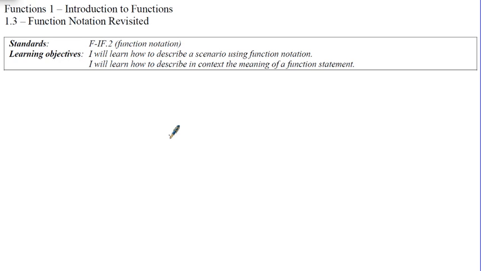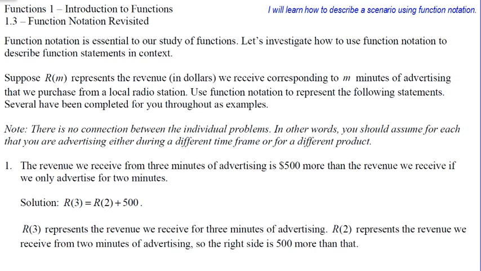The title of this lesson is Function Notation Revisited. The learning objective is for students to learn how to describe a scenario using function notation and how to describe in context the meaning of a function statement. Moving on. Function notation is essential to our study of functions. Let's investigate how to use function notation to describe function statements in context.